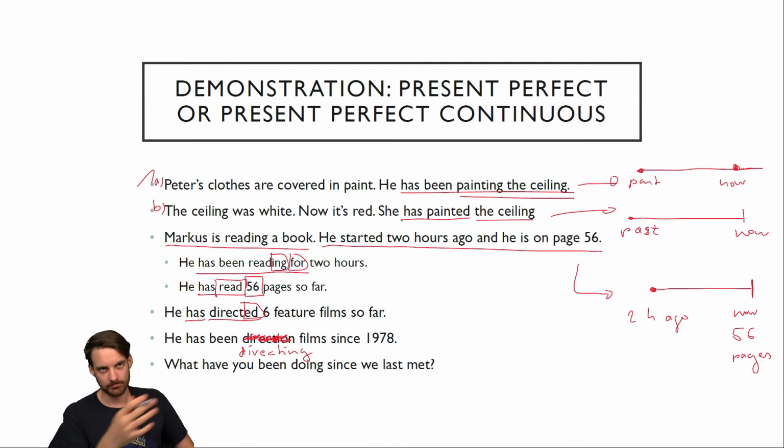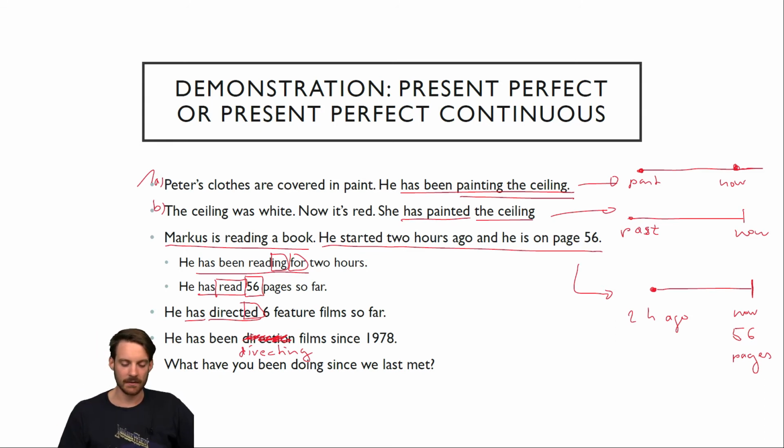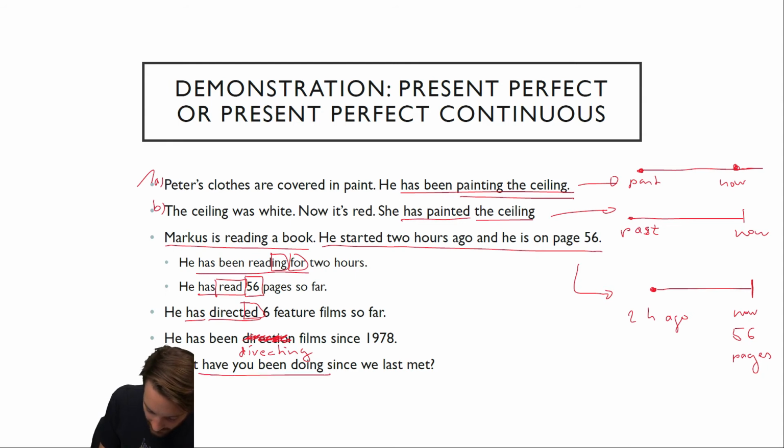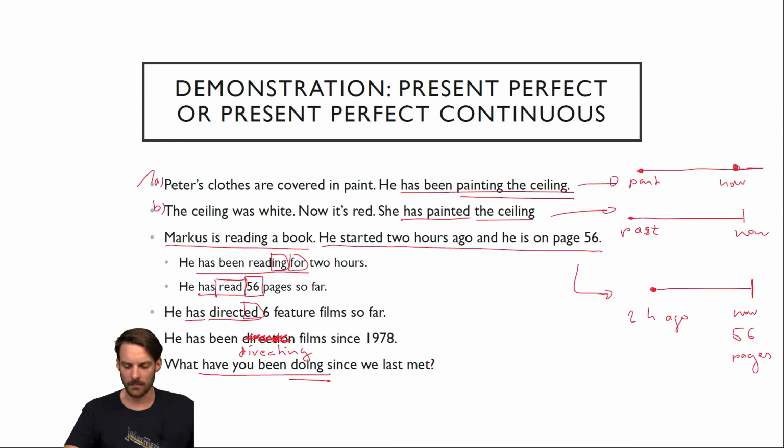So keep this in mind when it comes to simple versus progressive aspect with the present perfect. And of course, what have you been doing since we last met? It focuses on the action he or she has been doing since the last time they met. Yes, that's about it with the demonstration for present perfect or present perfect continuous.